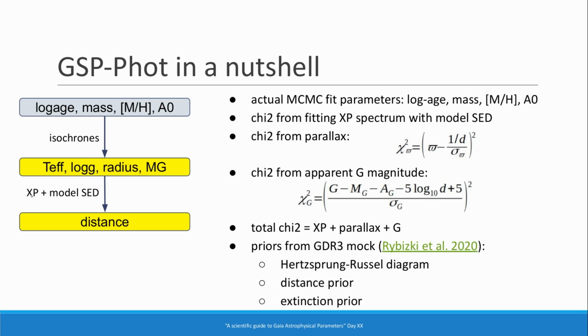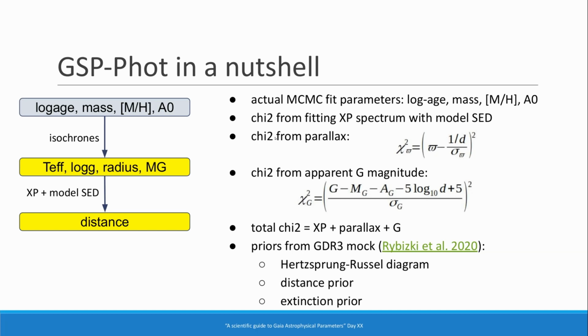And then it takes the XP spectra and the model SED, say from MARCS, that you can compute for these spectroscopic parameters, and then it estimates the distance as I've shown on the previous slide. So once it's gone through all these steps, GSPPhot then has all the parameters that it needs, and then it can compute a chi-square from fitting the XP spectrum.